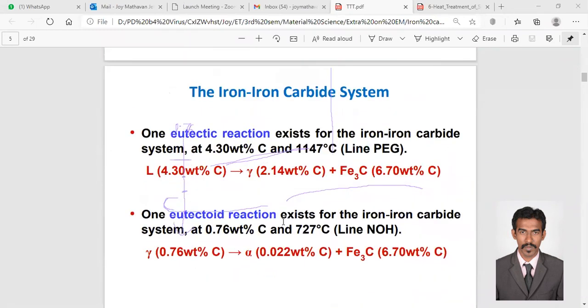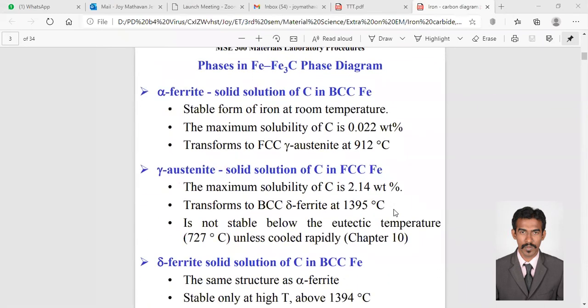So one eutectoid reaction exists for the iron-iron carbide system at 0.76 weight percent carbon and 727 degrees Celsius. This is gamma Fe turning into alpha plus Fe3C. Here I have some further written description about these things, the phases in the iron carbide phase diagram, right?